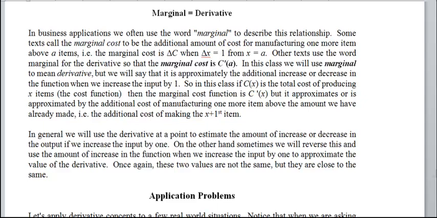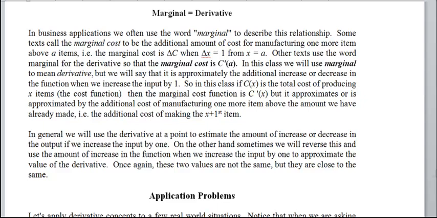In this class, we'll take the second version. We'll use the word marginal to mean derivative. So anytime you hear me talk about a marginal cost, that's a derivative of the cost function. Or marginal profit, that's the derivative of the profit. So we'll actually use it to be the actual derivative. But what we'll say is that is approximately the same as the actual change in the function by adding one more item to the input.